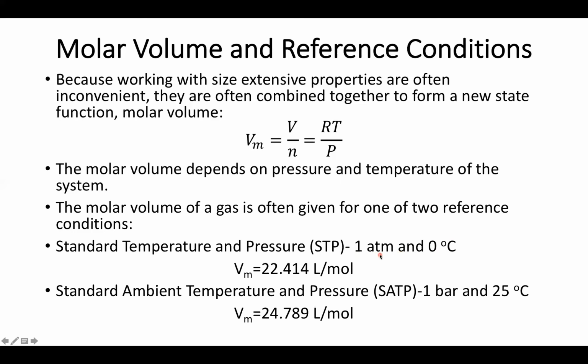This shouldn't be confused with one of my favorite notations, which is standard ambient temperature and pressure, or SATP, which is 1 bar, our classic SI unit, and 25 degrees C, our classic room temperature. And what's actually very cool is that any gas is going to have a specific molar volume under each of these conditions. Under STP, a gas occupies about 22 liters per mole, whereas at SATP, it's going to be closer to 25. So these are going to be fairly useful things to know as we move on.